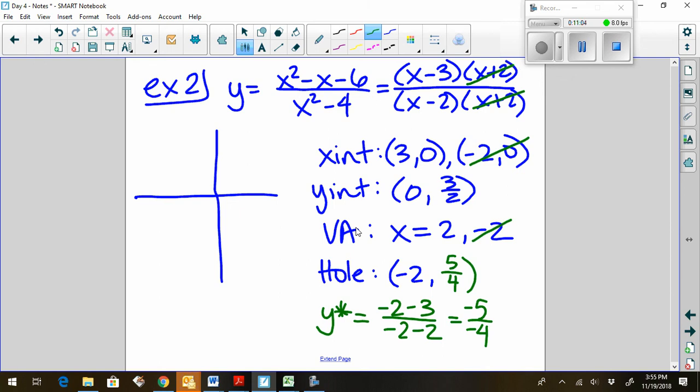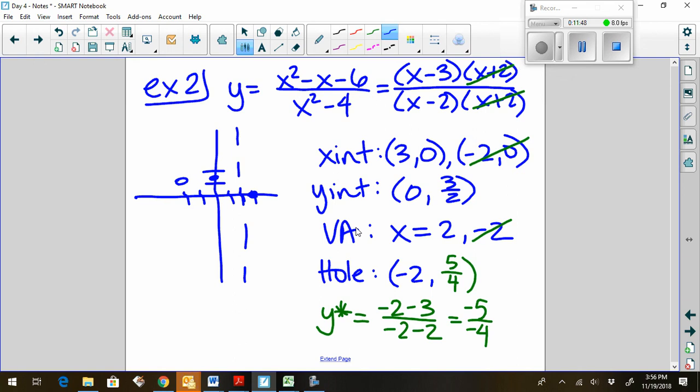So let's plot what we know. We have a vertical asymptote at x equals 2. We have a y-intercept at 3 over 2, 0. We have an x-intercept at 3, 0. 1, 2, 3, 0. And we have a hole at negative 2 and 5 over 4, which is just above 1. Now, we have one more part that we'll have to get to, which is called the extreme. But we'll leave this image as it is for now, because we'll get to the extreme in our next video.